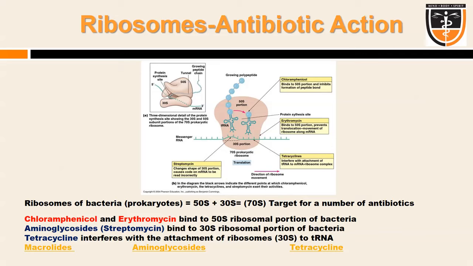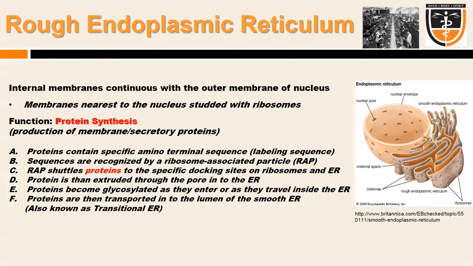Tetracyclines are another group that will interfere with the 30S portion, and they will interfere with the attachment of tRNA to the ribosomal complex. And streptomycin, and you're going to hear more details on this, will actually change the shape of the 30S portion and will cause the code to be read incorrectly from the mRNA, and abnormal proteins will be produced in bacteria, and bacteria will die. So you see the connection between the basic science and the medicine, which you're going to apply in the future. Let's talk about rough endoplasmic reticulum.